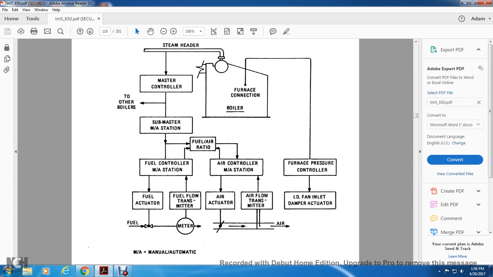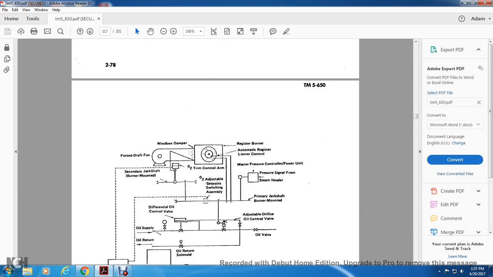Which has a fuel control master automatic station, fuel actuator, fuel transmitter, fuel butterfly valve, the meter, and the fuel air ratio from the submaster manual automatic stations, fuel air ratio, air control master automatic station, air actuator, air transmitter, and air parallel metering system.